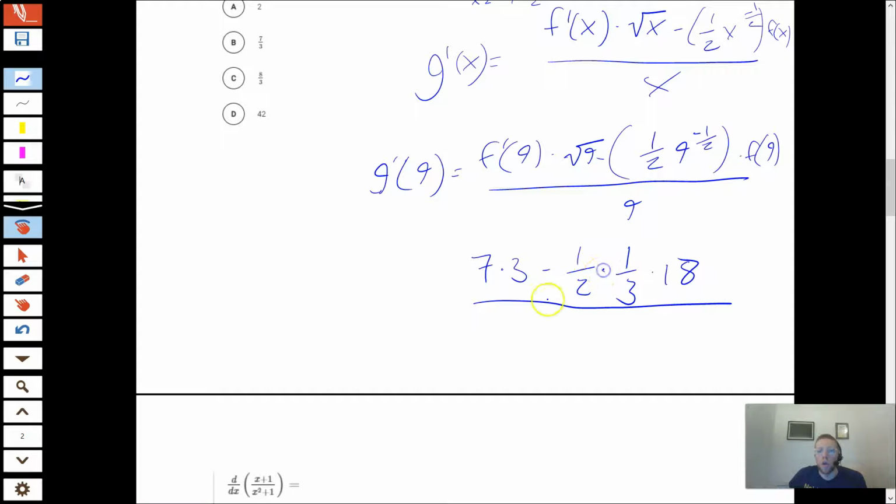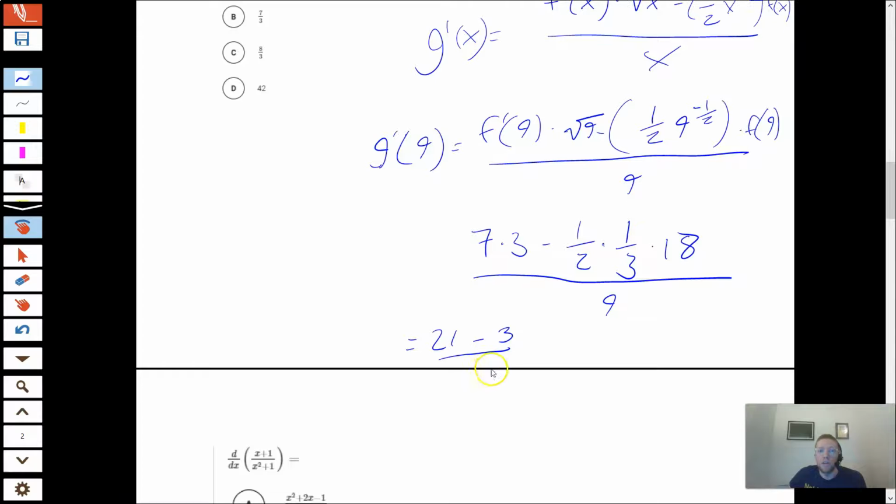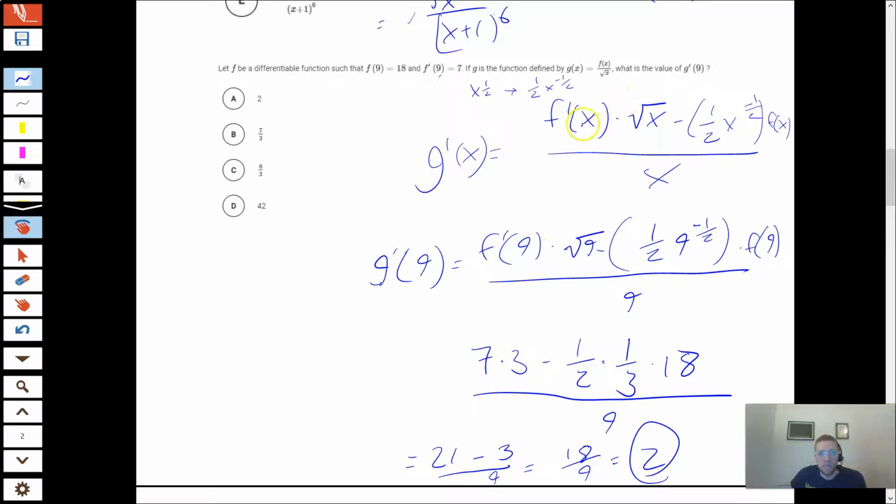Okay, and we're getting there. So we'll have 2 times 1/2 times 1/3 times 18, which is going to be 18 over 6, right? Which is going to be 3 over 9. And look at that, it's all coming together. So that becomes 18 over 9, which is a nice result of just plain old 2. A lot of steps, but still the same rules, right? So A is our solution there.